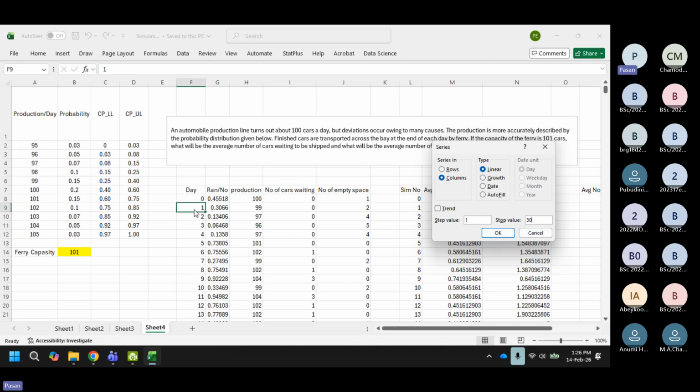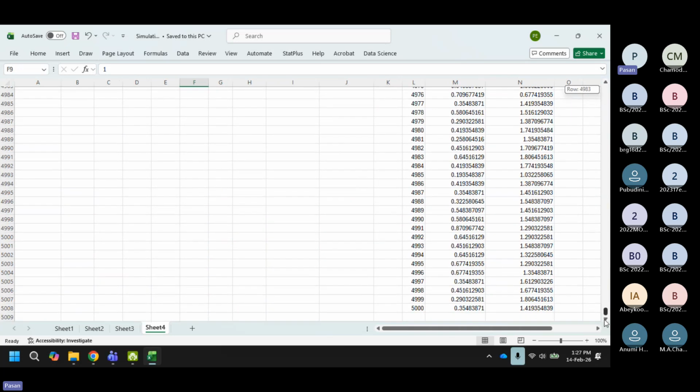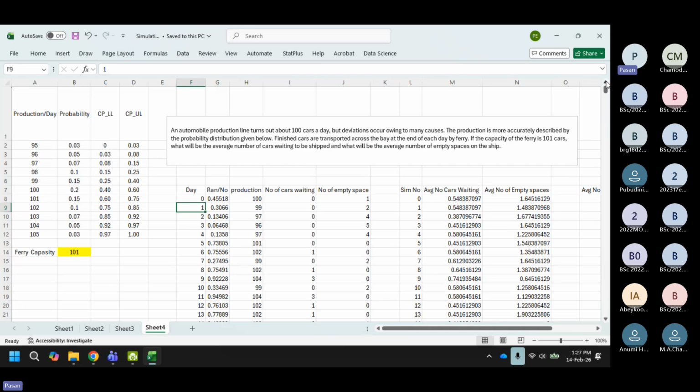Since I have already done it, I will not say okay here. But that's how, if I want a larger number of times, we can use this option. I'm going to use this later as well. For simulations, say for a larger number of times like 5,000, dragging down up to 5,000 is difficult, and therefore we can use the Series command there. Those are some other options we can have.